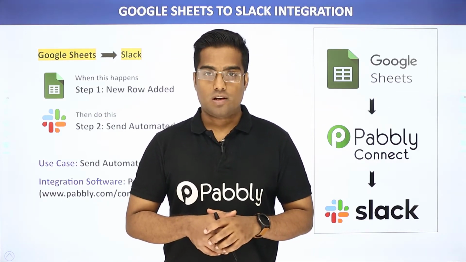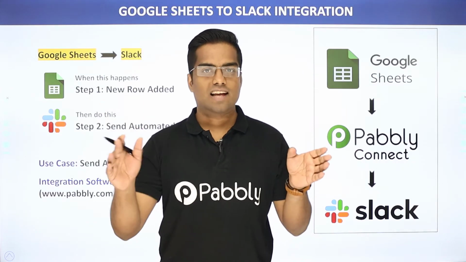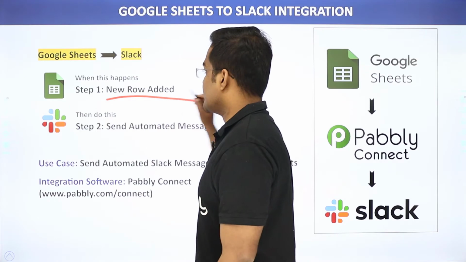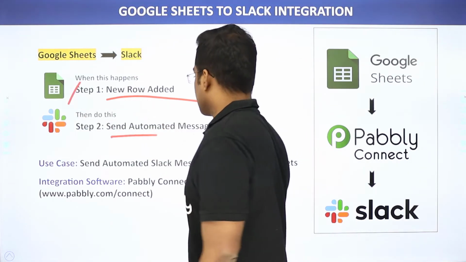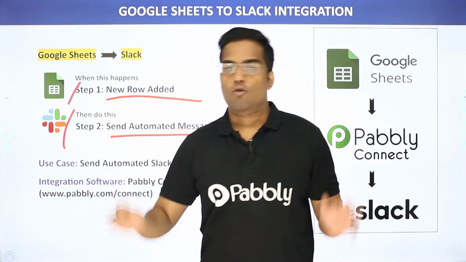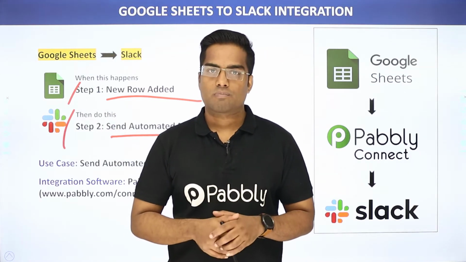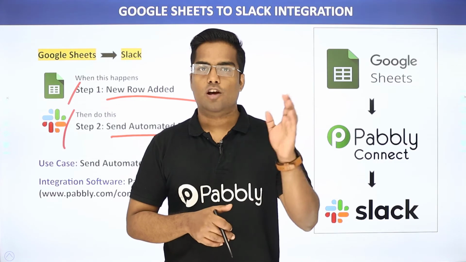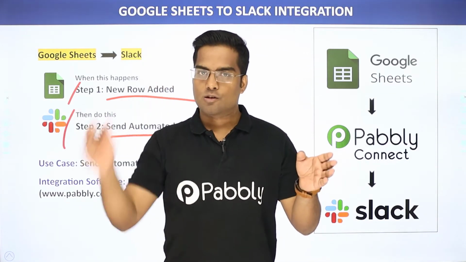So in this video we will learn how to integrate Google Sheets and Slack. Our use case is pretty simple. When a new row is added in Google Sheets, it will automatically send a message via Slack. Now Google Sheet is an awesome spreadsheet program and Slack is a messaging platform. So what we are going to do is send the data from Google Sheet to Slack.